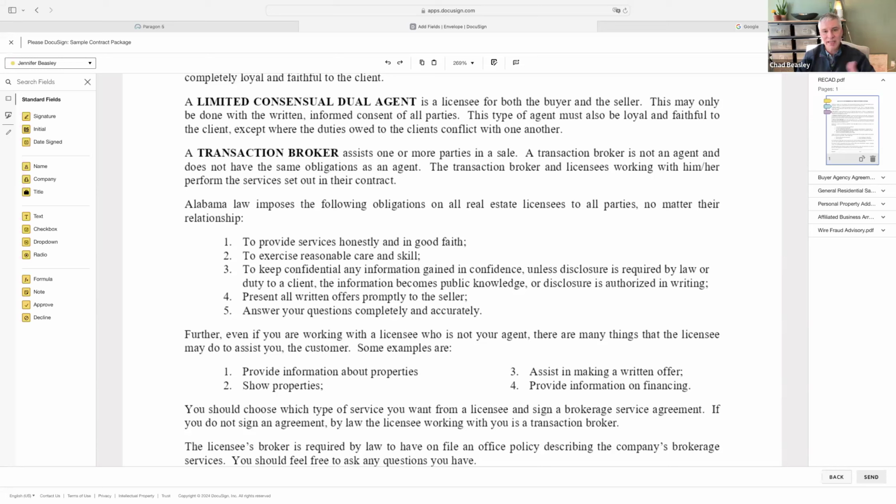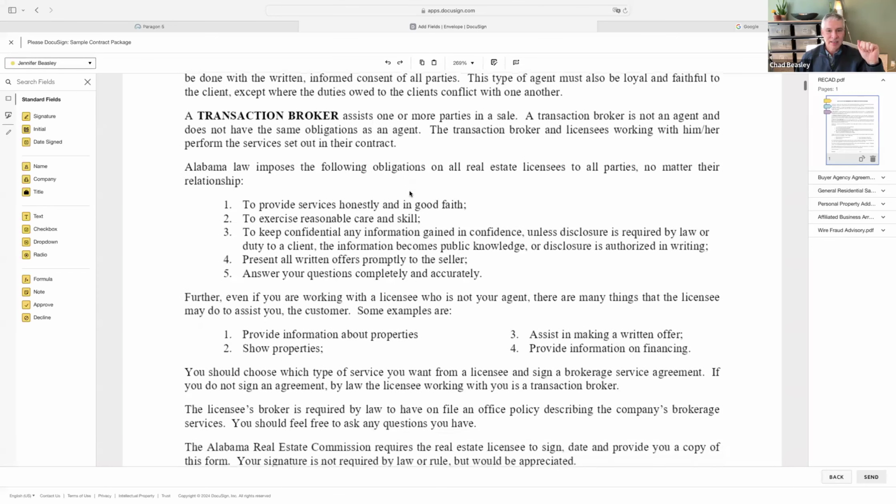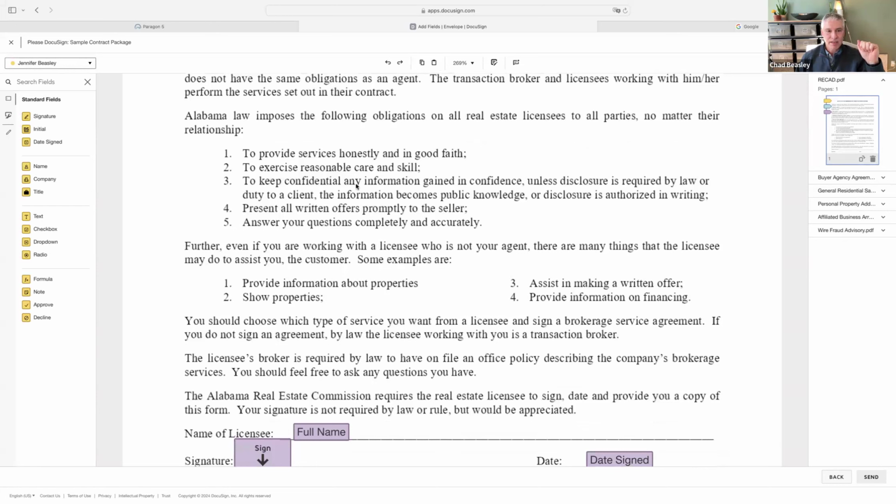And so if we read it, it says a transaction broker is not an agent and does not have the same obligations as an agent. The transaction broker and licensee working with him or her perform the services set out in their contract. And then you see below, it talks about Alabama law imposing the following obligations to all real estate licensees, to all parties, no matter their relationship. So whether you're limited consensual dual agency, single agency, transaction broker or sub-agency, all of these things apply.